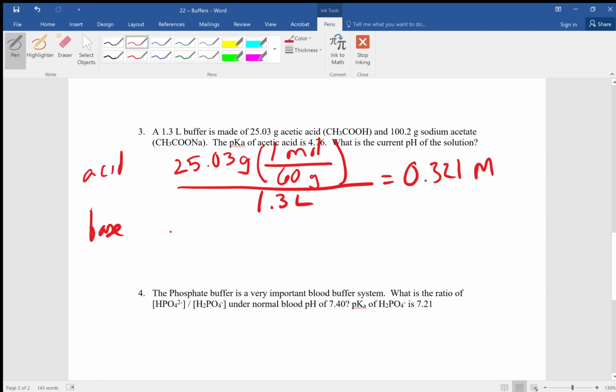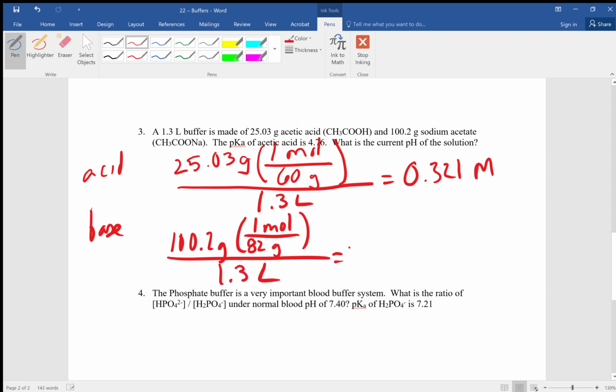We do the same thing with the base, 100.2 grams times 1 mole over 82 grams, divided by the volume of 1.3 liters, which gives us 0.940 molar.